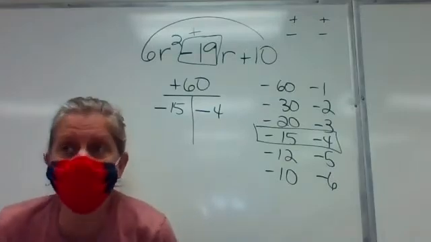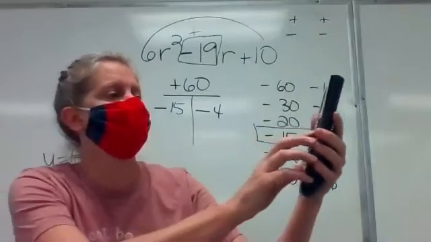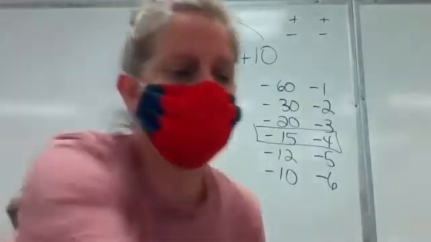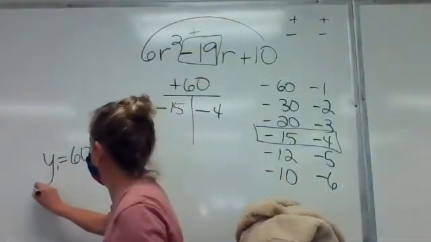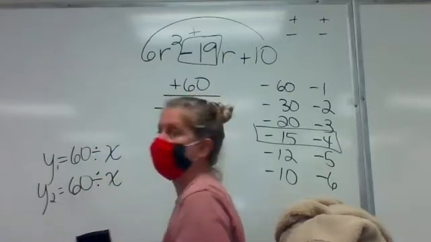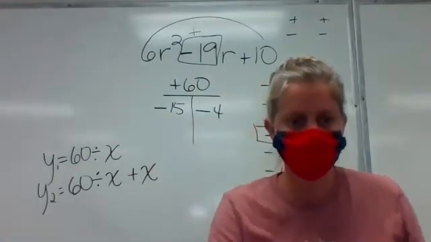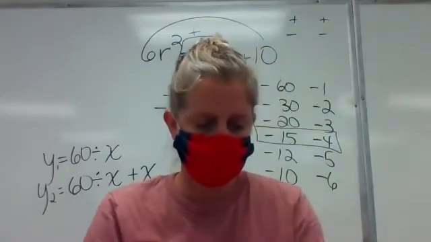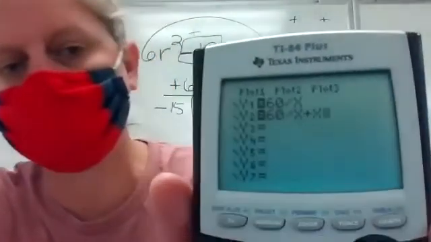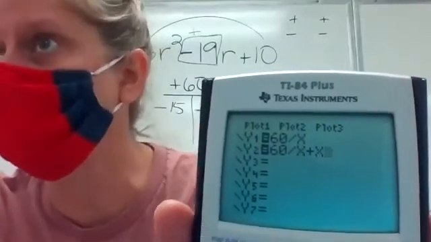Okay, so now go back to y equals. Go down to the second one, so y2. So here's what you're going to do. That was y1, here's y2. You're going to type in the same exact thing, 60 divided by x, and then you're going to put plus x right after it. 60 divided by x plus x. And then hit table. How do you get to table? Second.